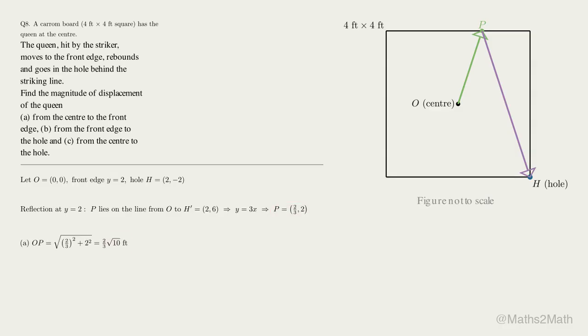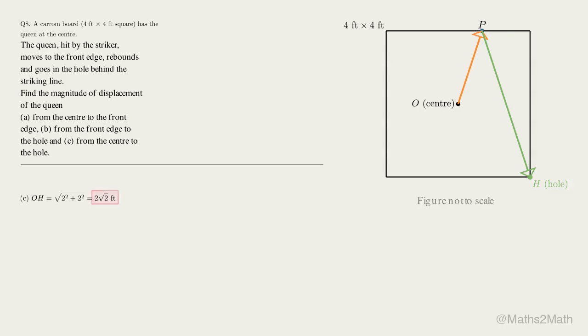Center to edge, root of 4/9 plus 4, which is 2/3 root 10 feet. Edge to hole, root of (2 minus 2/3) squared plus 4 squared, which is 4/3 root 10 feet. And center to hole directly, root of 4 plus 4, which is 2 root 2 feet. Hence, 2/3 root 10, 4/3 root 10, and 2 root 2 feet.